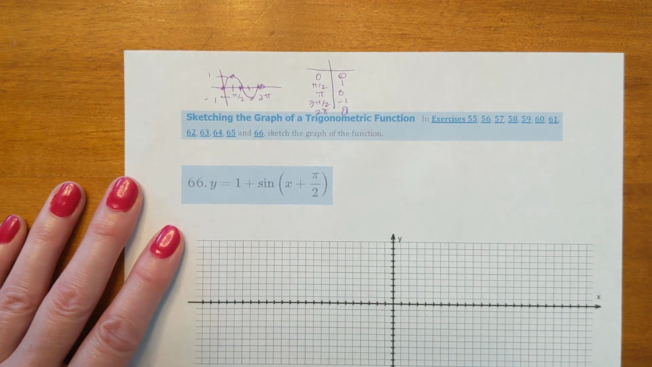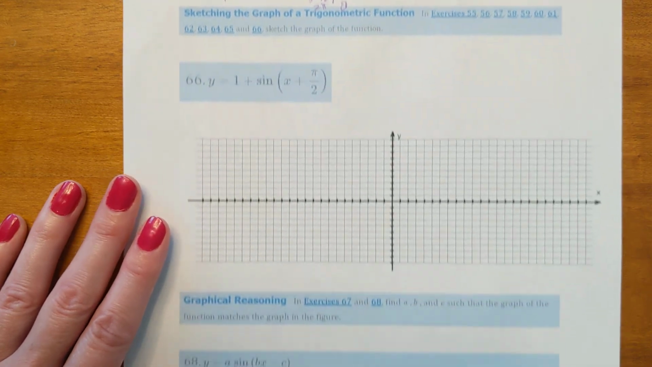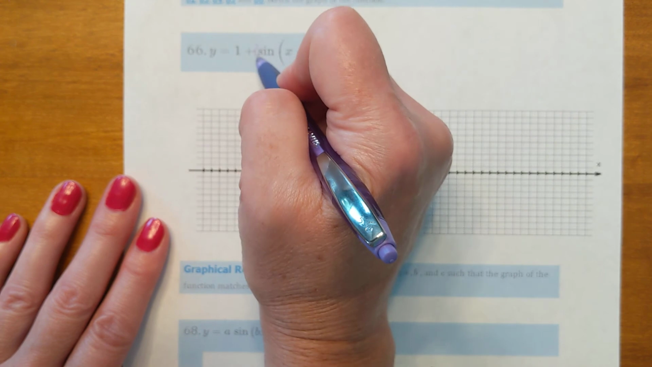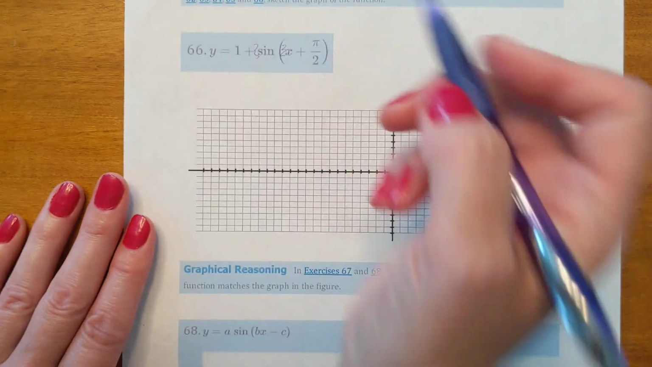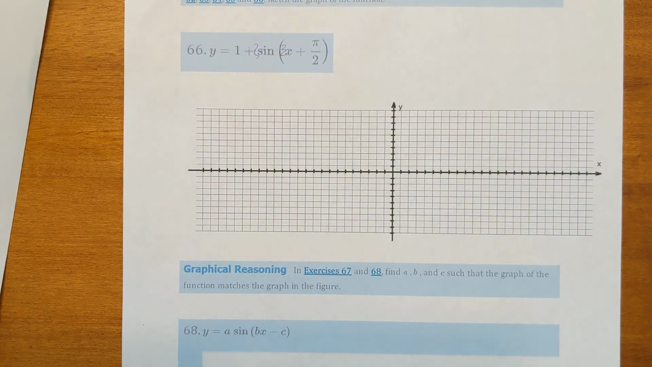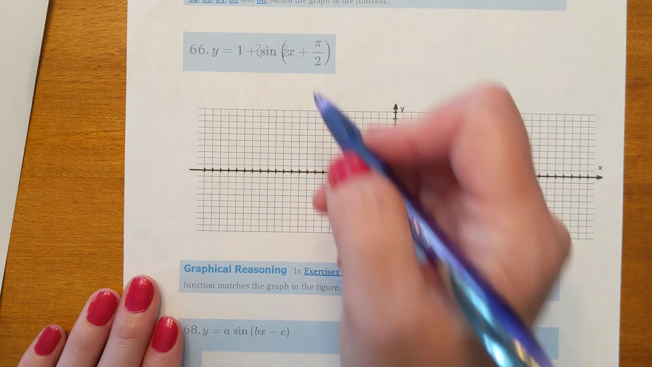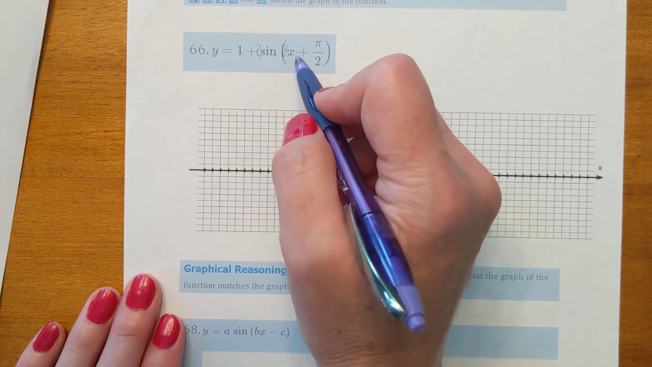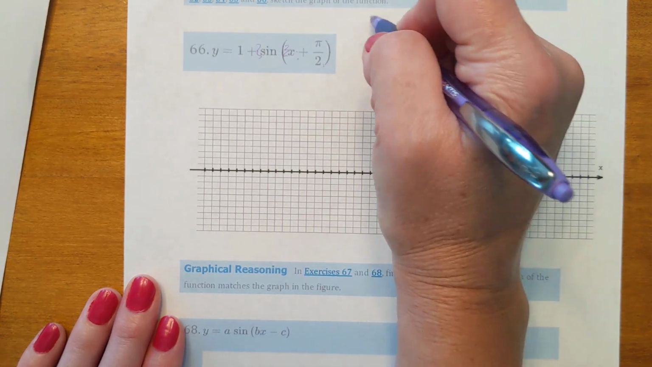All right, so this graph does not have a change in amplitude because there's no a value here, and it doesn't have a change in the period, so the period is still 2 pi. So we're still going to count by the tick marks of pi over 2 on it. But what we do have is a shift of pi over 2 because it's plus pi over 2 inside with the x. So that makes it a horizontal shift.